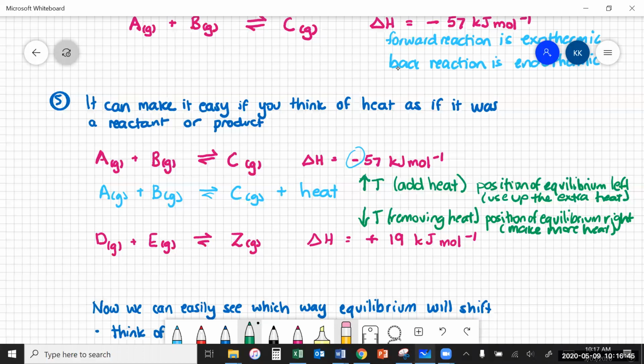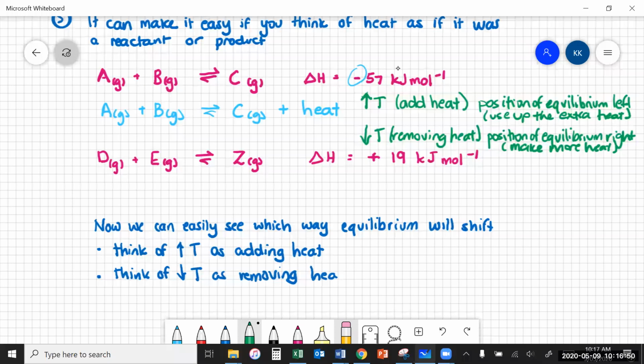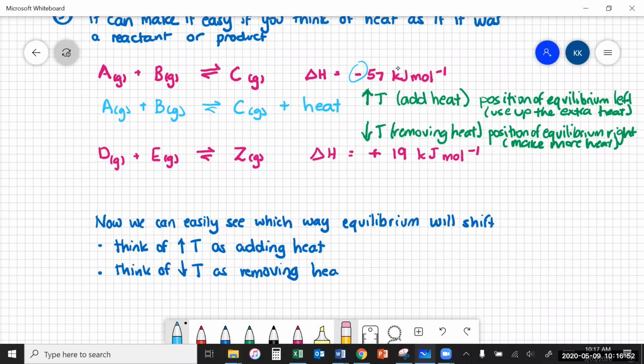Let's have a look at a reaction that's written with an endothermic forward reaction. The way I'm going to think about this one is I'm going to think of this as D and E reacting, but because it's endothermic, it's also going to use up heat. So what would happen if I increased the temperature? Pause the video, work out what's going to happen with an increase and a decrease in temperature here.